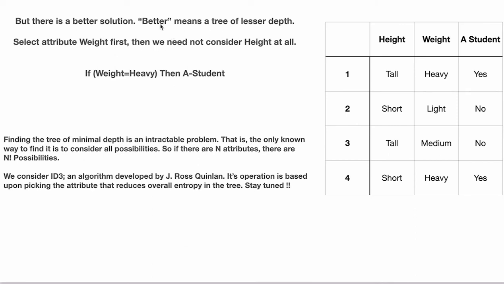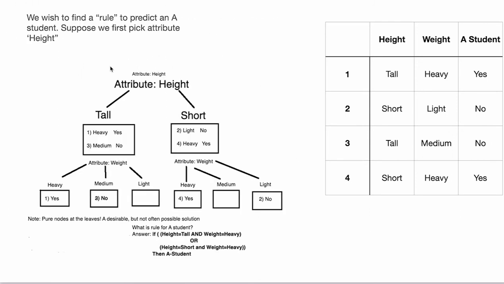We make a definition that a better solution is one that gives us a decision tree of lesser depth, so that picking weight first would give us a tree that really has, we would start off at the top and then just go down one attribute. The depth of that would be 2. The original tree that we had over here, the depth is 3. There's 1, there's 2, there's 3.